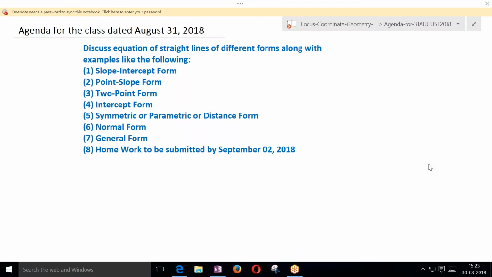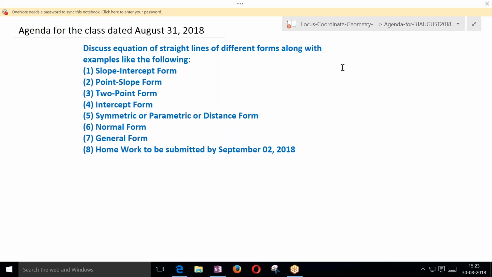Good evening, students. So today we are going to discuss coordinate geometry. So as you see on the screen, here is the agenda for today.